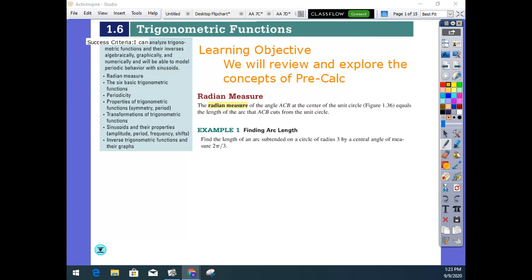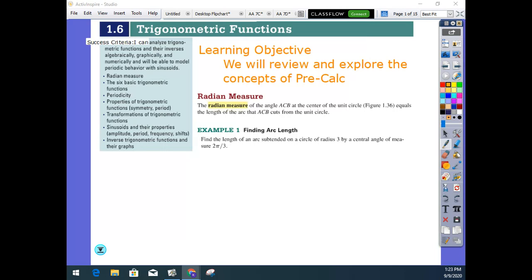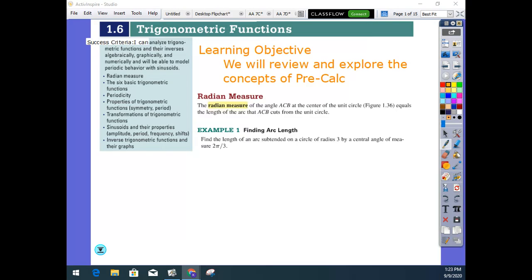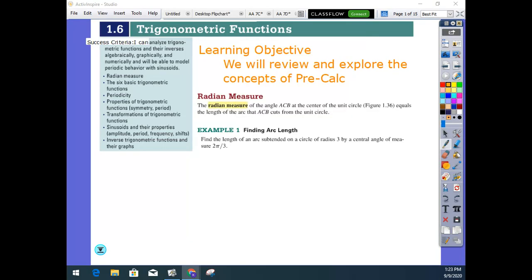Okay, so 1.6 is probably going to be the most important thing we talk about so far. There is going to be trig stuff in every single chapter, almost every single section for the rest of the year. This one section reviews every trig chapter from last year. So I want to really make sure we hit this hard.